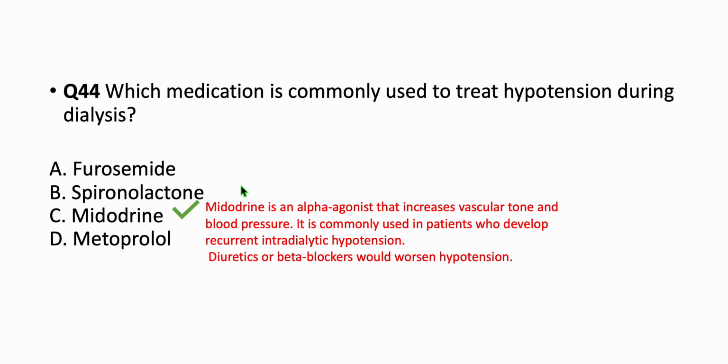The rest are diuretics or beta blockers. Let's see the explanation first. Midodrine is an alpha agonist that increases vascular tone and blood pressure. It is commonly used in patients who develop recurrent intradialytic hypotension. However, diuretics or beta blockers would worsen hypotension. So why would we give diuretics or beta blockers to a patient who is already in hypotension? It is going to worsen his or her situation. That's why we have eliminated all these options.